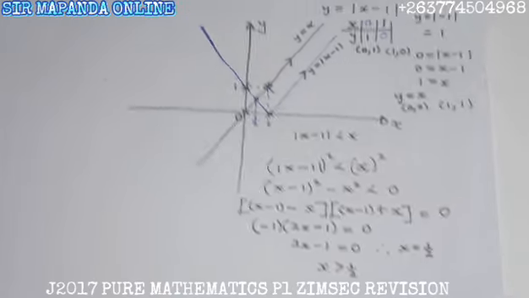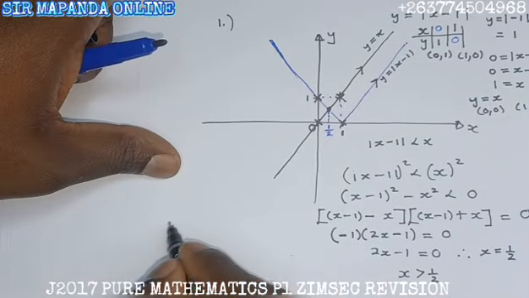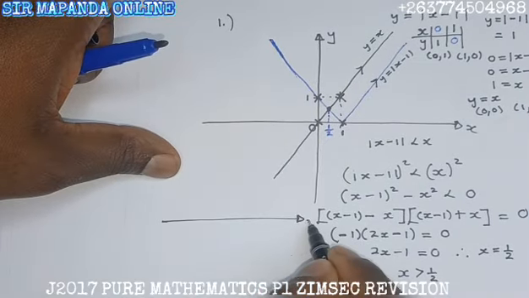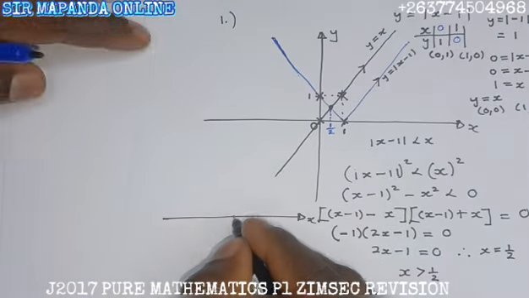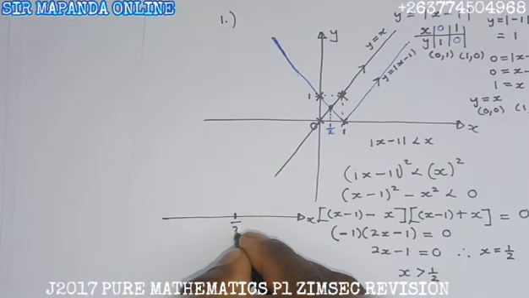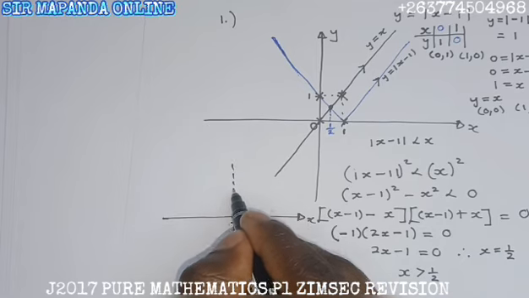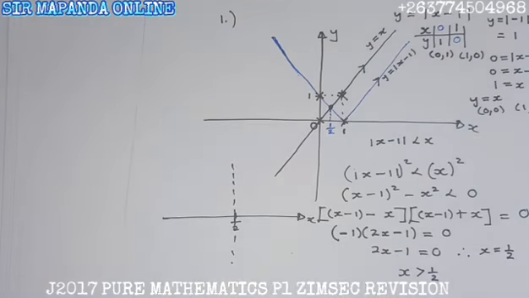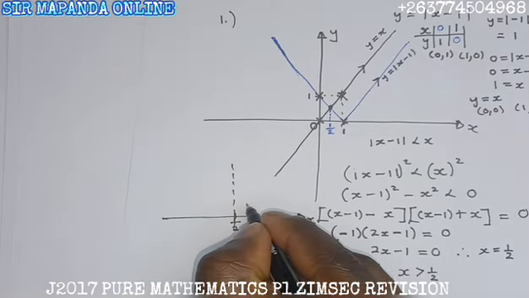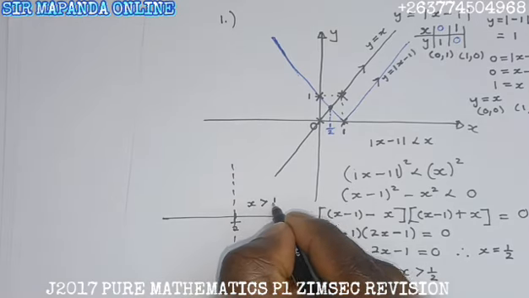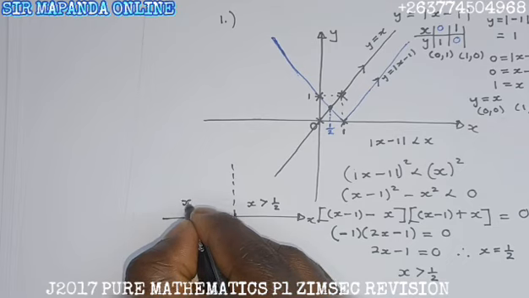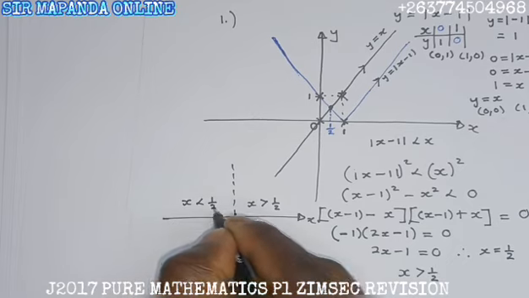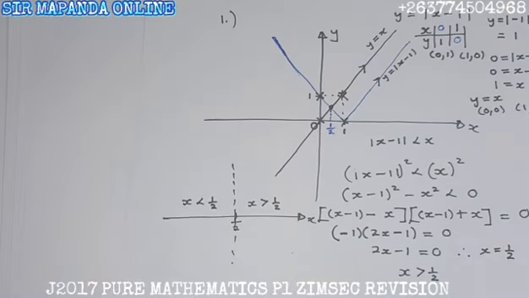Right. Then the otherwise part is, once you get your critical value, you draw the x-axis, you put your critical value half here, then you draw dotted lines. Since we have one critical value, we are going to have two regions. The right side is x is greater than half. The left side is x is less than half, something like this.